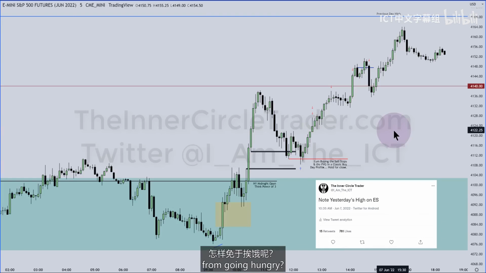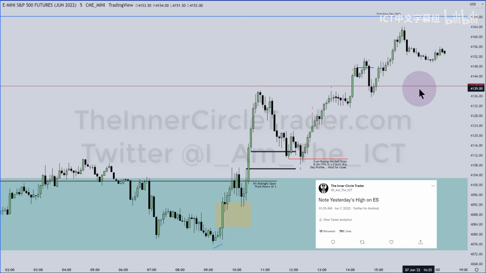Look at this. Wouldn't this keep you from going hungry? I mean, I think it would. I mean, this is good eating here. This is a nice move. It makes sense. And I don't need this level to get profitable.